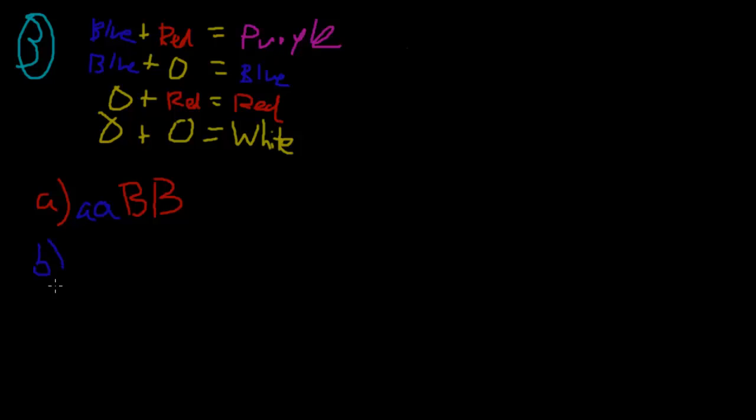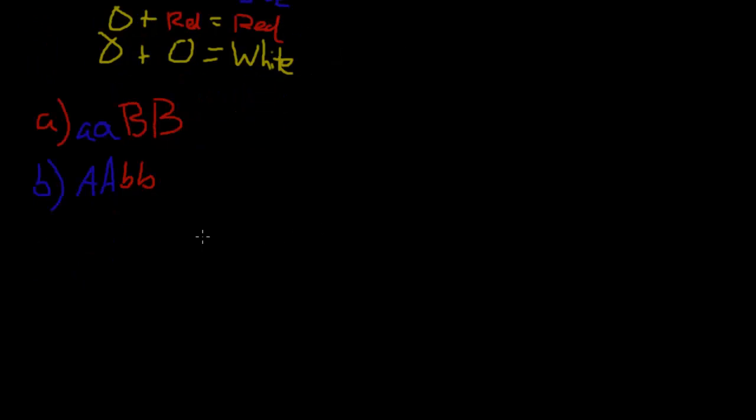For part B, using the same logic, we know that it has to have at least one, whoops, not A. It has to have at least one dominant allele to be blue. And we know that since it says true breeding, it has to be homozygous. Then we know that if it's blue, that means there's blue and there's no red. That means gene B must be homozygous recessive. So that's part A and part B.